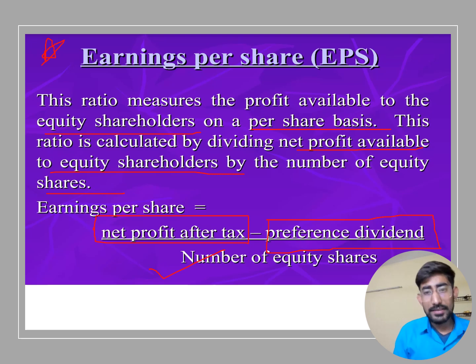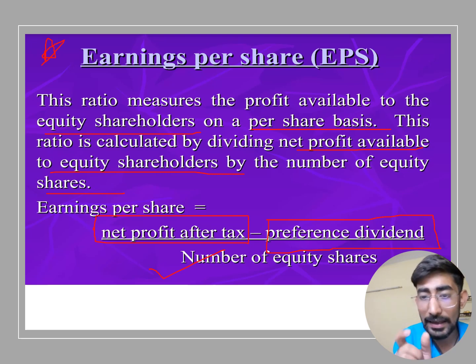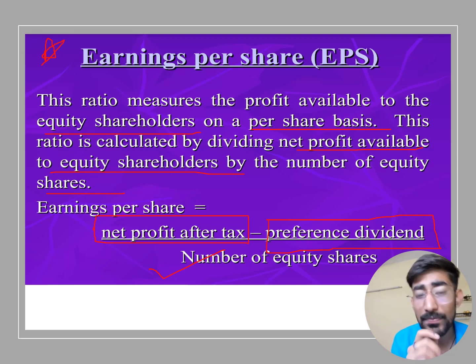That means, let's say a company has a net profit of rupees 1 lakh, and it has 10% preference shares of rupees 1 lakh. Then the preference dividend would be 1 lakh into 10%, that comes up to 10,000. So net profit after tax was 1 lakh, and the preference dividend is 10,000. So 1 lakh minus 10,000 comes up to 90,000. If our number of equity shares is 9,000, then our EPS would be 90,000 divided by 9,000, that comes up to rupees 10. So each share's value is rupees 10.